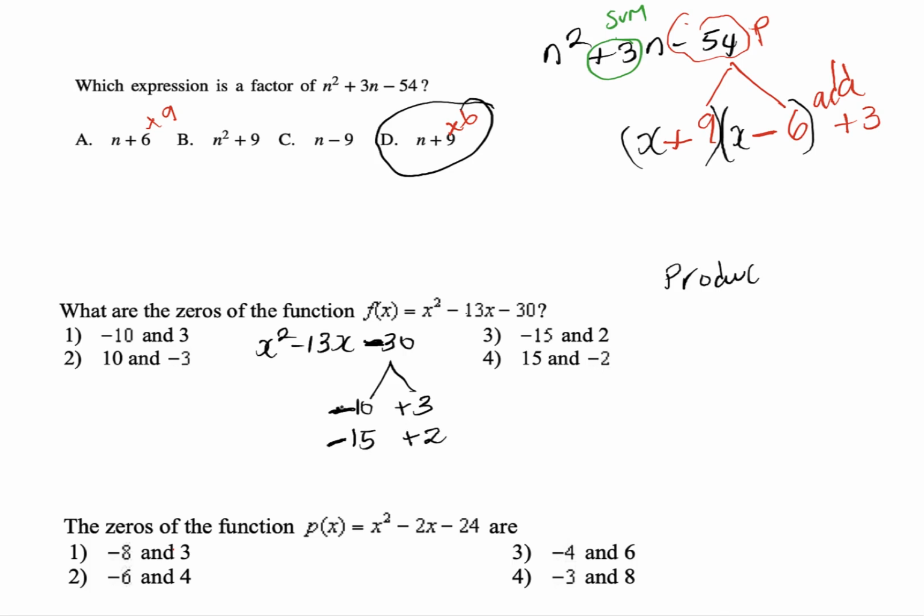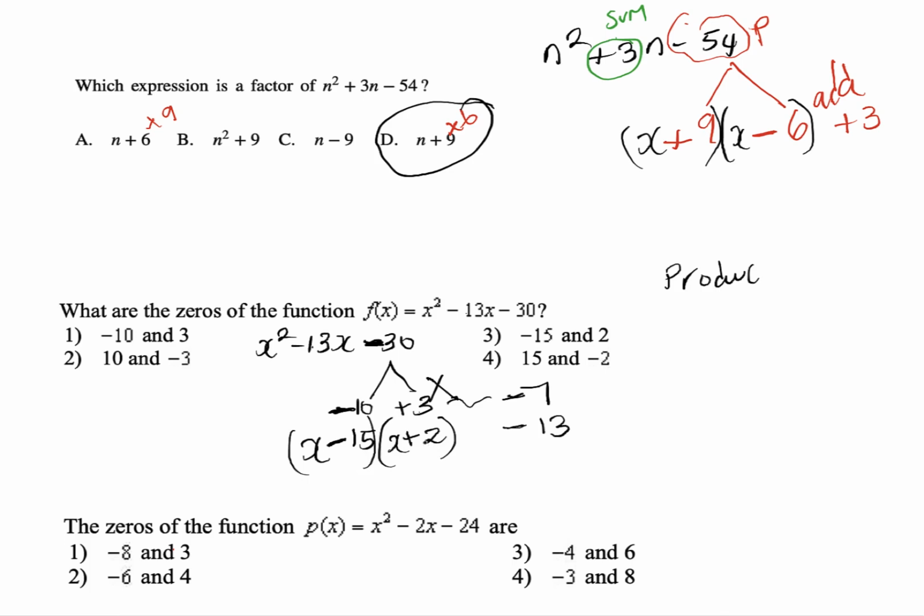Now we're going to sum them. Remember, when you add them, you're trying to get negative 13. If I add this, I'm going to get negative 7, so this is not my answer. If I add this, I'm going to get negative 13. So you're like, great, I found my factors. You're going to put an x here, and an x here.